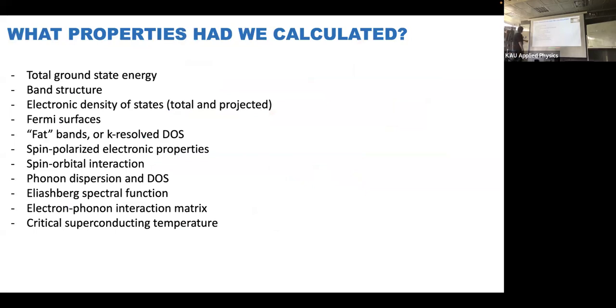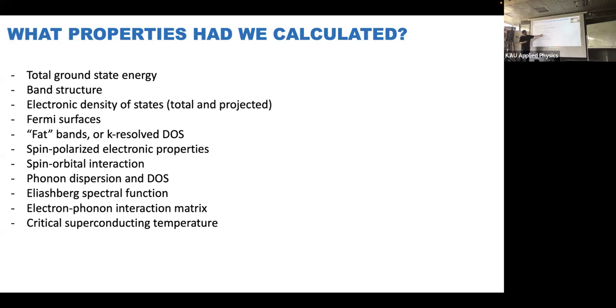Then Fermi surfaces. This we did in the first term. Then we moved to fat bands, meaning projected DOS, where we take the density of states on each band and create a kind of 3D DOS. Then spin polarized electronic properties: how the band structure differs for different spin orientations in magnetic materials.